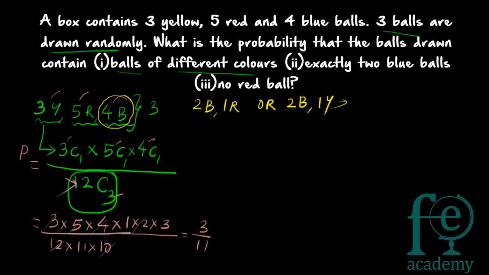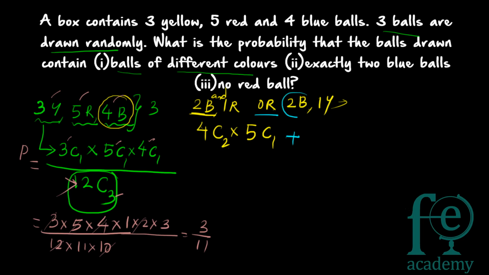So how you can write this? So how to select 2 blue balls out of these 4 blue balls? It can be done in 4C2 ways. You are selecting 2 from 4 into 1 red ball from the total of 5 red balls. It can be done in 5C1 ways. So and is coming means you have to do multiplication. That is how you can remember. And means multiplication, or means plus. So here or, the second option is 2 blue balls and 1 yellow ball.